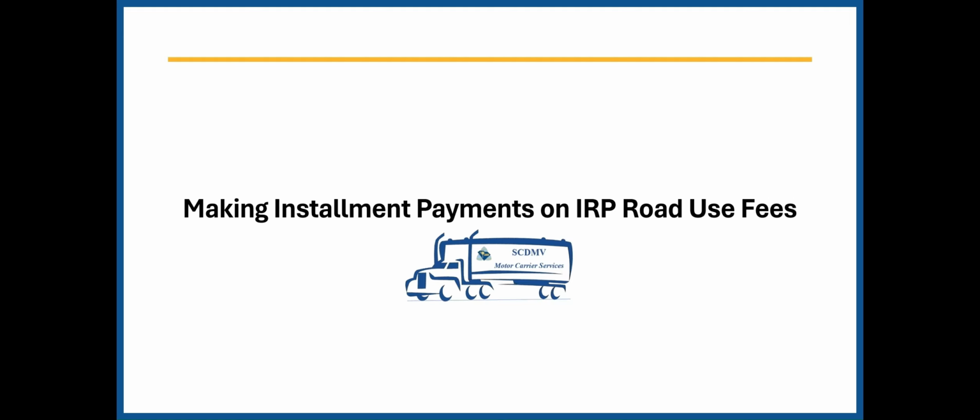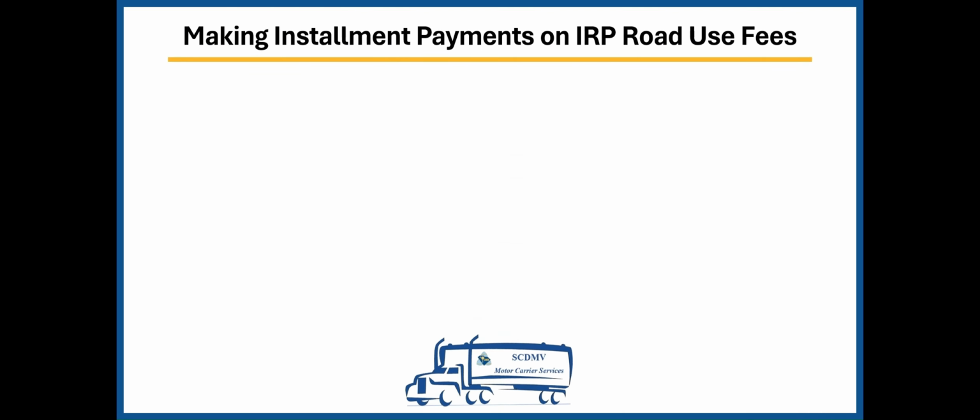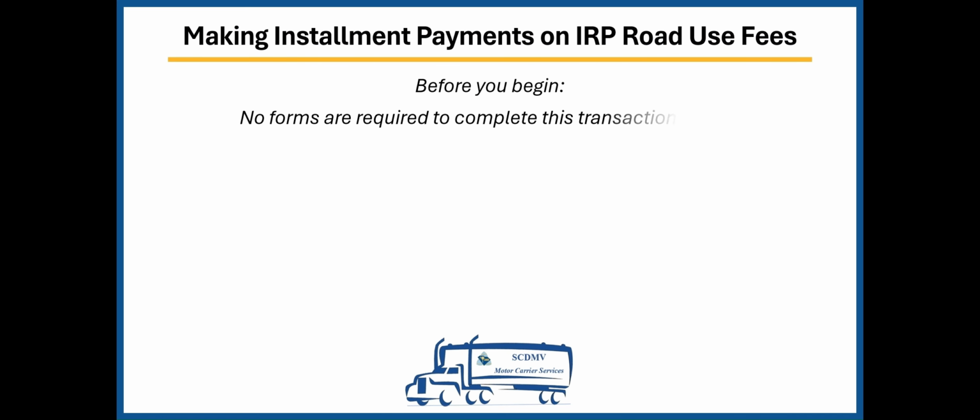This video will demonstrate how to use the SCDMV online trucking portal to make installment payments on your IRP road use fees if you have elected to split them up into quarterly or semi-annual payments. Before you begin, please be aware that no forms are required to complete this transaction online.